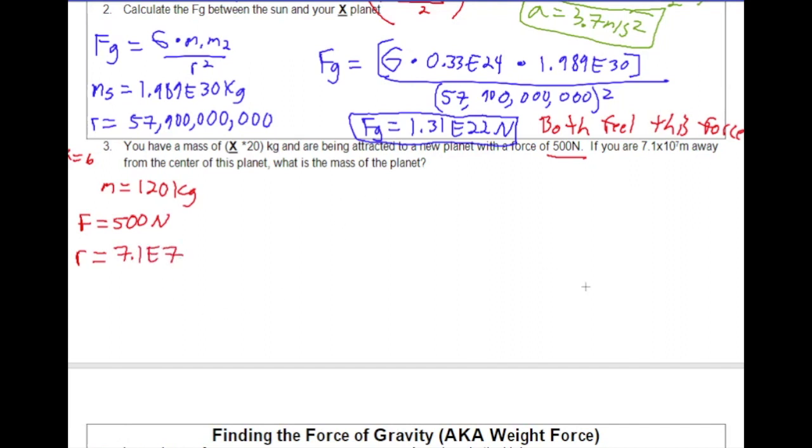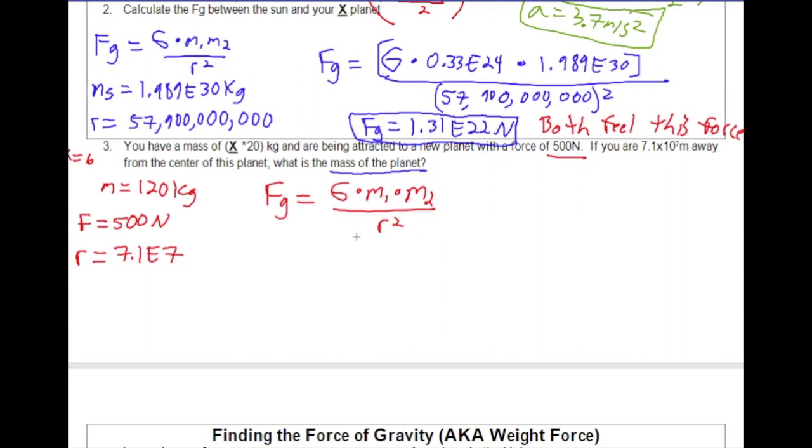Cool. So here's our equation, and we have to get used to this equation because we're going to be using it a lot. Fg equals G times M1 times M2 all over R squared. What I recommend here is that instead of plugging my numbers in and then solving, I recommend solving for the variables first and then plugging your numbers in. So what I mean by that is that it's asking me to solve for the mass of my planet. So I'm just going to manipulate this equation to solve for m.